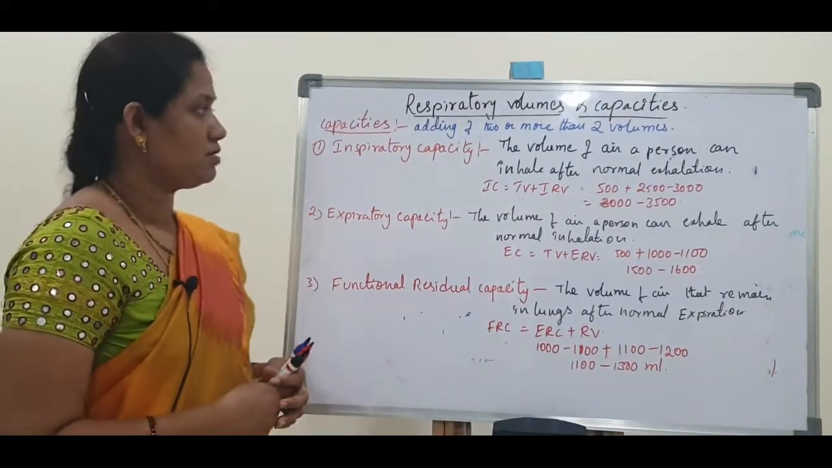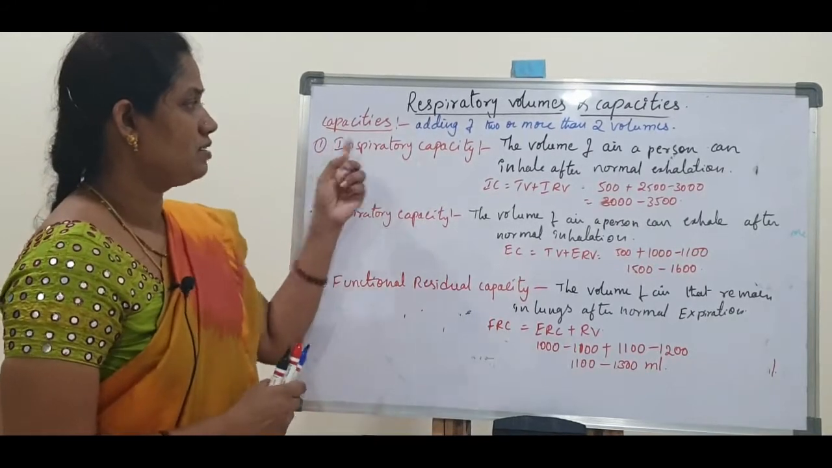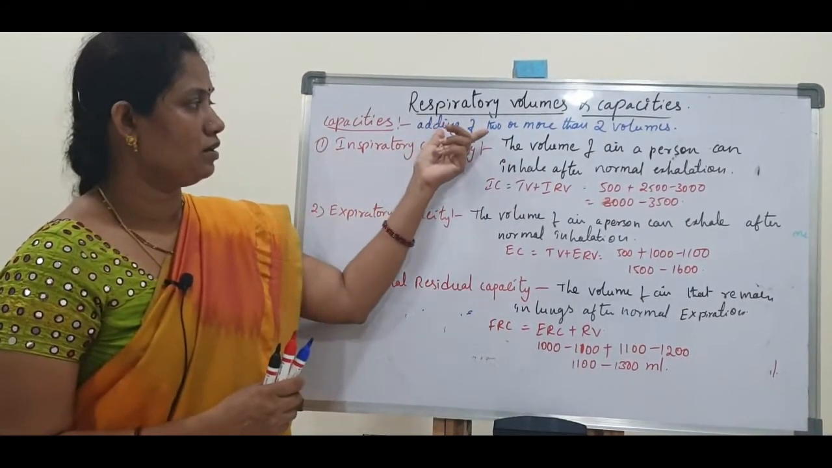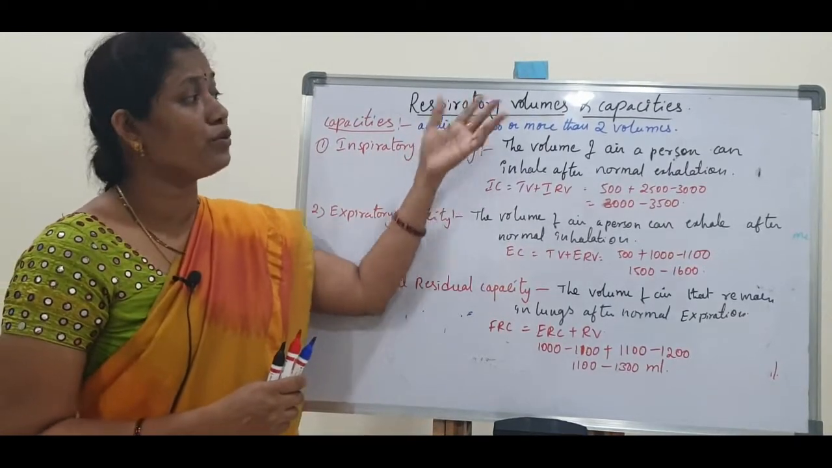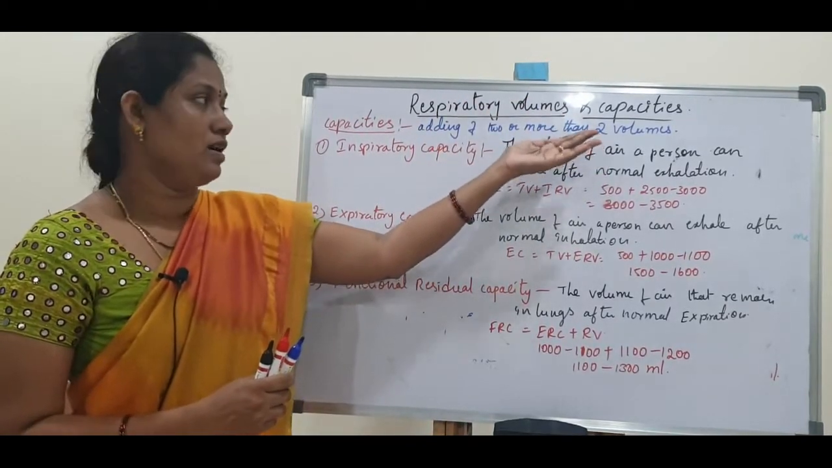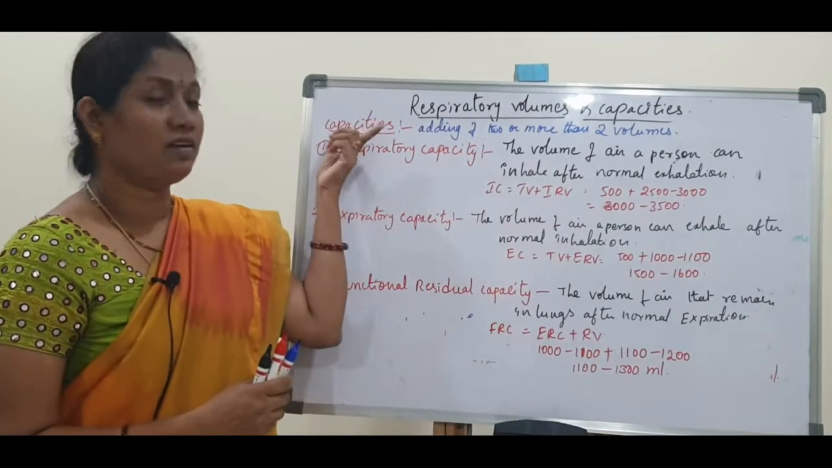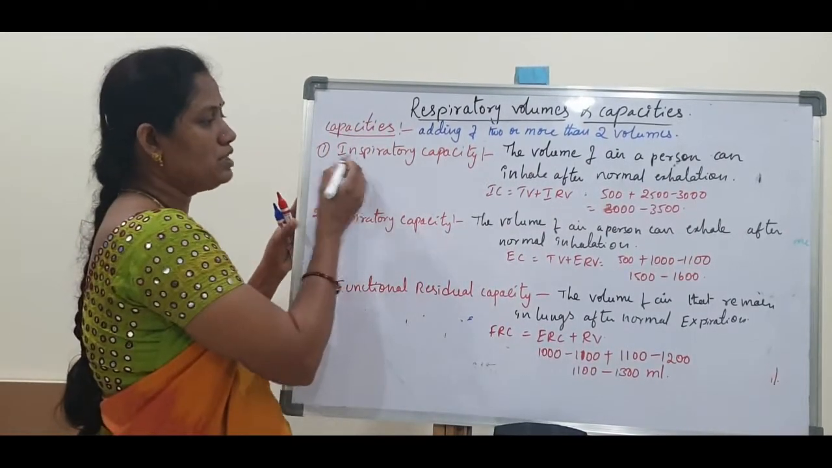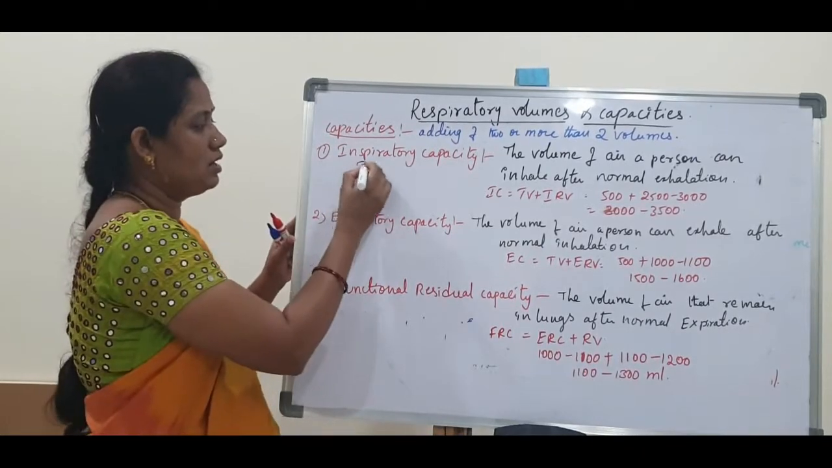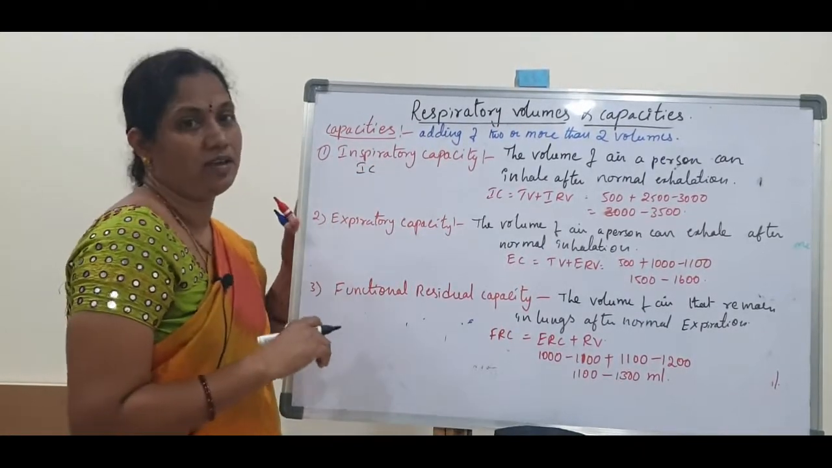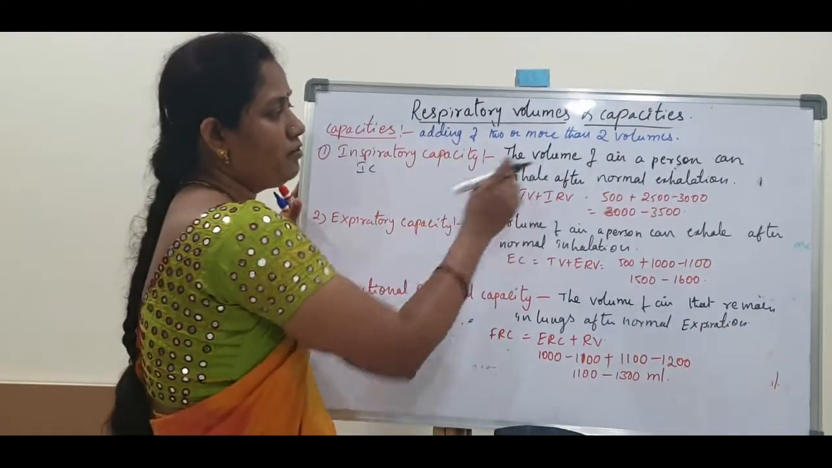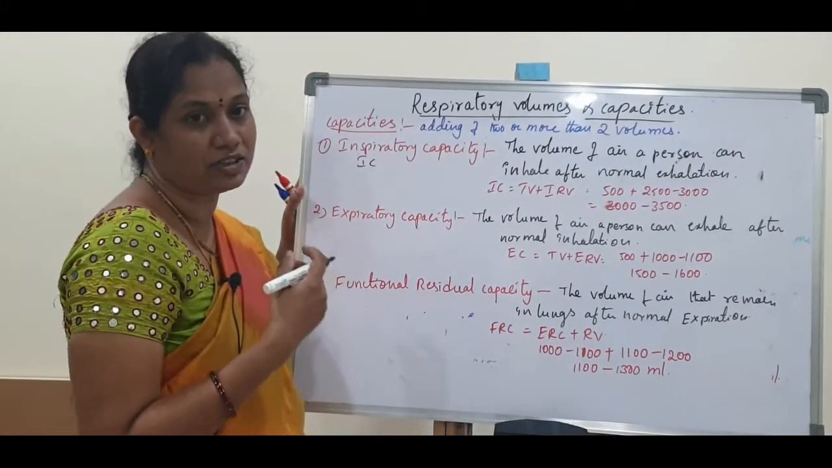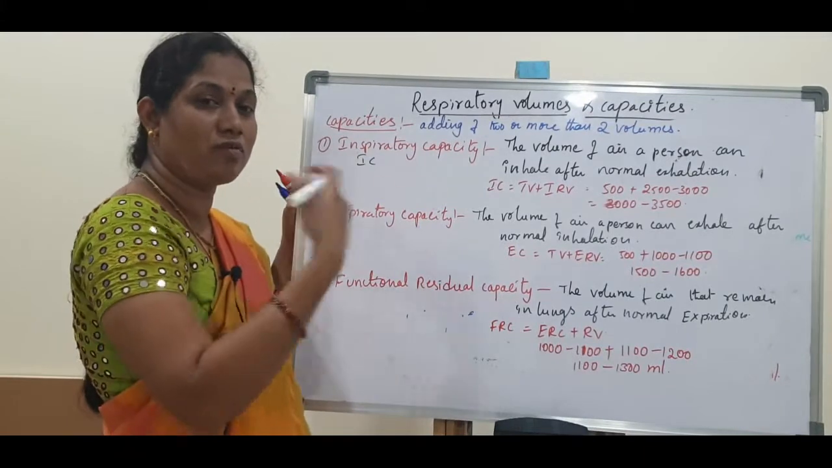Next, capacities. Capacities mean the addition of two or more volumes; as a result we get the capacities. In this, the first one is inspiratory capacity, IC. Inspiratory capacity means the volume of air a person can inhale after normal exhalation.